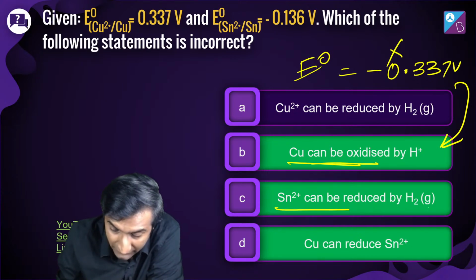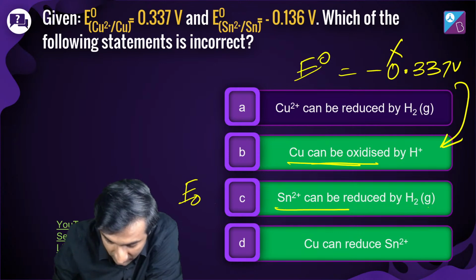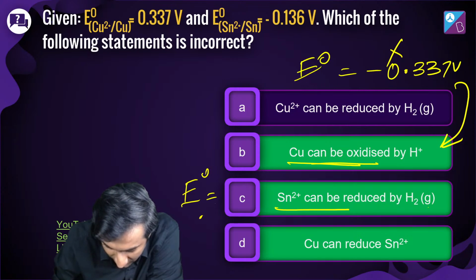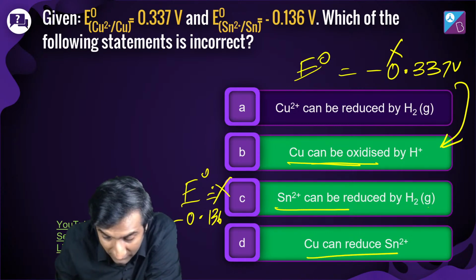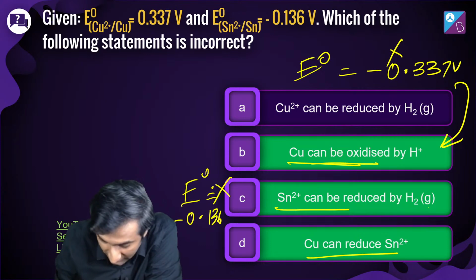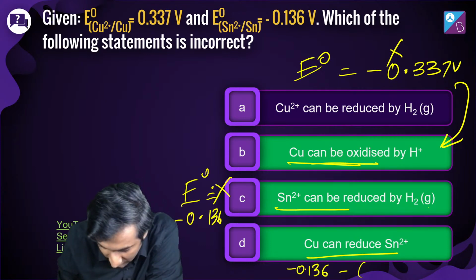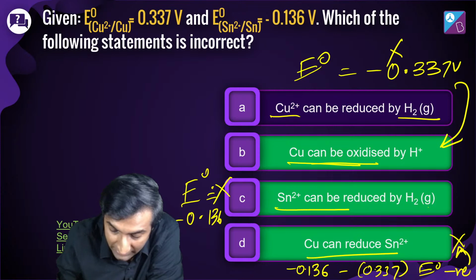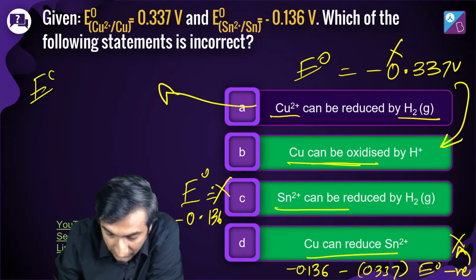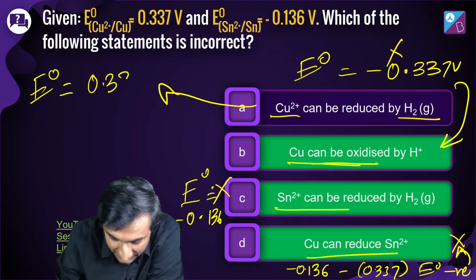This is also not correct. Because if it is being reduced, then again E naught is going to be negative 0.136, right? Hence this also will not happen. Copper can reduce Sn2 plus. Let's see. Copper reducing Sn2 plus means this becomes negative 0.136 minus 0.337. Again E naught is negative. Again this also will not happen. What about this? Copper can be reduced by H2. This will happen. If this happens, then E naught is going to be what? 0.337 minus 0.